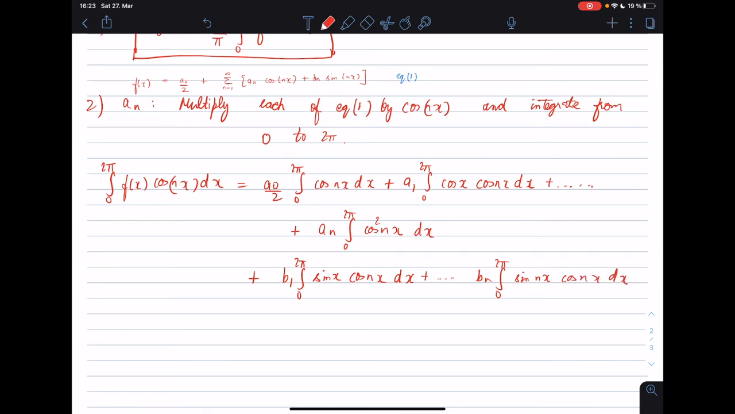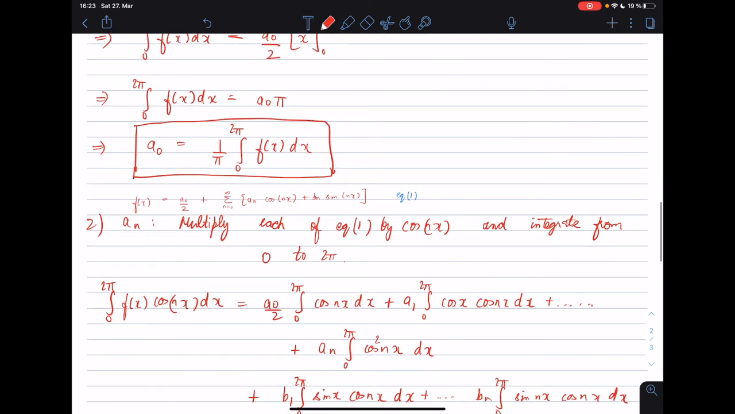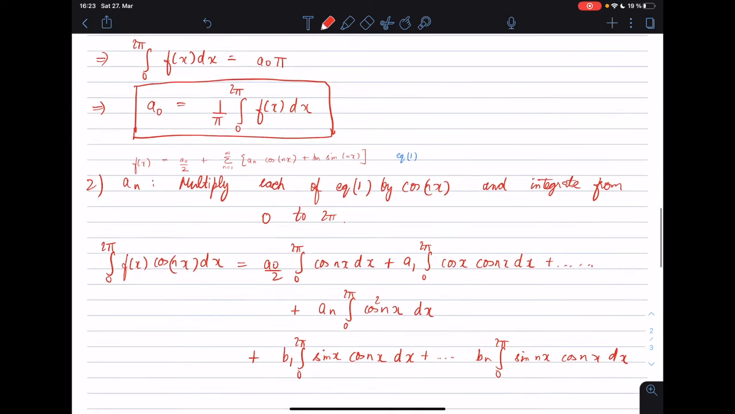Yeah, so here you will notice, again, we will refer to our useful integral formulae that I wrote down earlier.